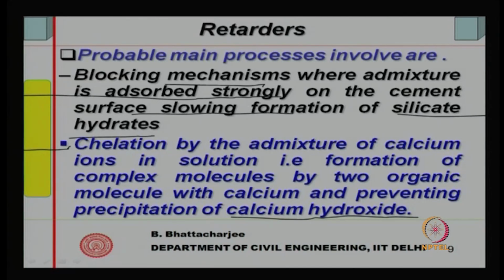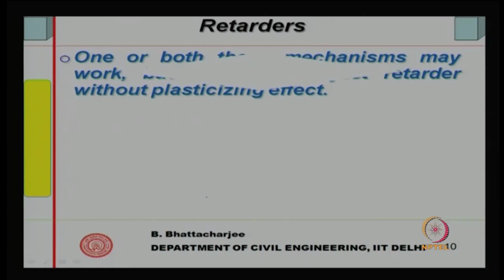Now, if calcium hydroxide cannot precipitate, the reaction cannot go on, because calcium silicate hydrate formation needs calcium hydroxide production. The reaction of C3S and C2S forms calcium hydroxide and calcium silicate hydrates. Now, if calcium is not precipitating, these two reactions cannot proceed. So, that could be another mechanism, or both. Both these mechanisms may be at work, but the latter one is just retarder without plasticizing effect.